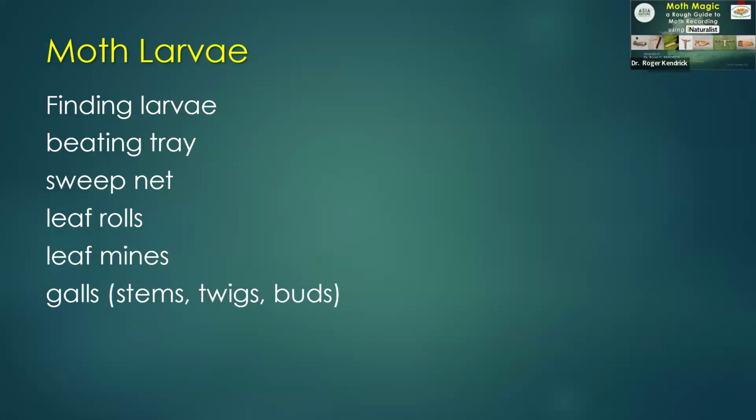Look also at plant galls in stems, in twigs, and buds of flowers. Fruit also, of course, have plenty of moth larvae. You'll know about the codling moth that feeds in apples. You might know about the Mexican jumping bean moth that also feeds inside seeds. Both of those are tortricids.